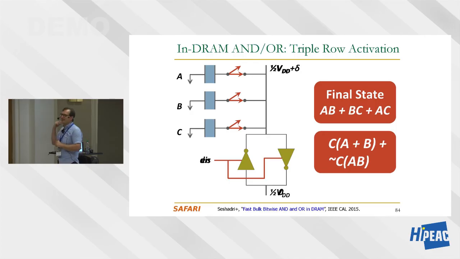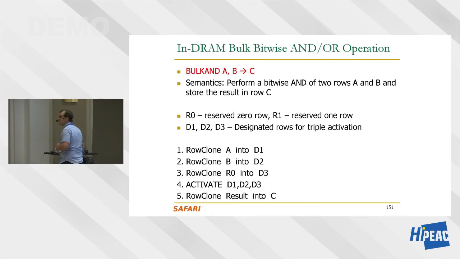I don't have NOT. This is not functionally complete. But I'm going to solve that problem because I actually have the NOT over here, right? Whenever I activate one row, the complement of that row is over here, whereas the actual value is over here. Okay, so how can you expose this to the higher levels of the program? You can have an instruction that looks like this, bulk AND, A, B, C, it operates at the row granularity, for example. It performs a bulk bitwise AND of 2 rows and stores the result in row C.